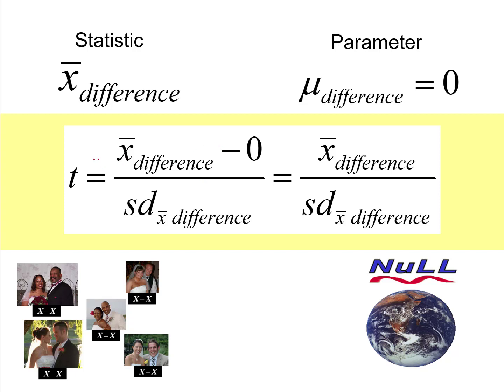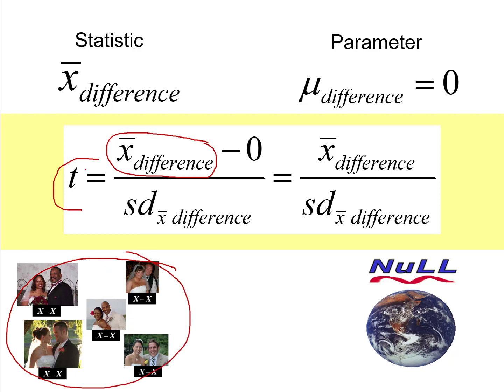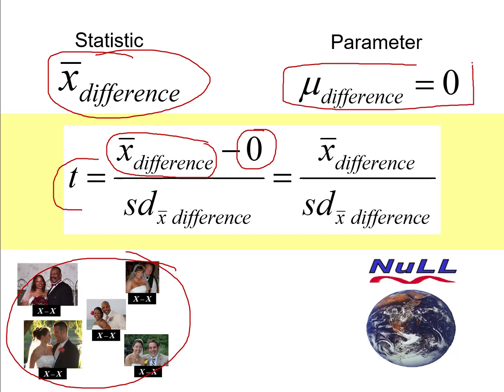So we have the t-value as being equal to the mean difference score for our sample. Say I get a sample of 5 couples and I calculate the average difference score. That's my statistic. So I get the mean difference score for my sample. I subtract from that the true population parameter, which I'm going to assume is 0. I assume that mu, the true population mean difference score, is 0.